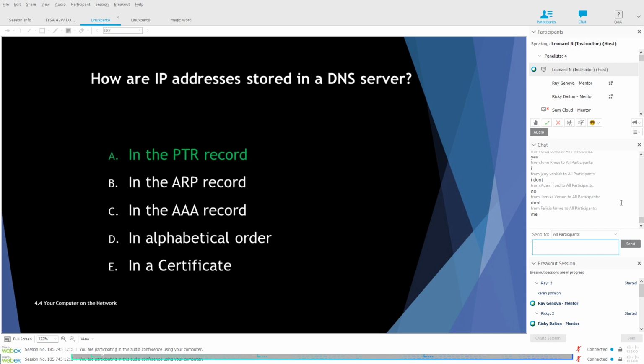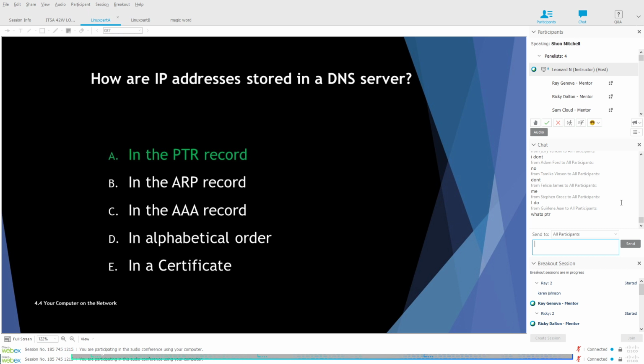So way back in the olden days, prior to, PTR stands for pointer, a pointer record. So way back in the olden days, before GPS, before we had these awesome computers in our pocket, I have a picture of one.